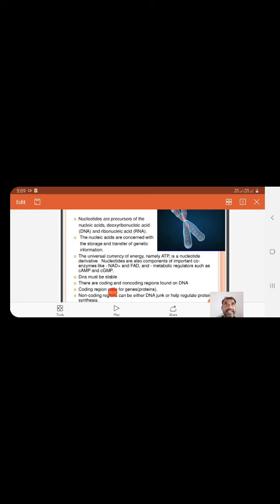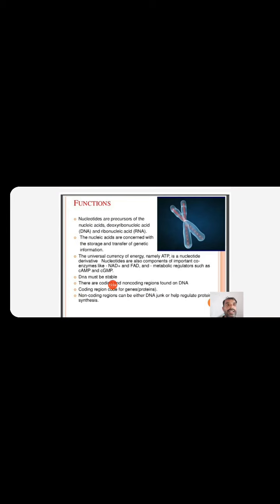The initial codon I can explain, that is AUG. AUG means adenine, uracil and guanine. This is the initial codon which specifies the amino acid methionine. The first initial codon is AUG. These nitrogen bases help in the formation of the triplet codons, and the nitrogen bases are also influential in the protein synthesis process. So very important. The coding region codes for genes, which make proteins. Non-coding regions can be either junk DNA or help regulate protein synthesis.